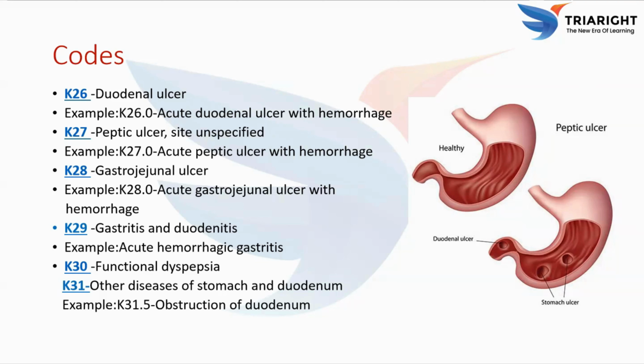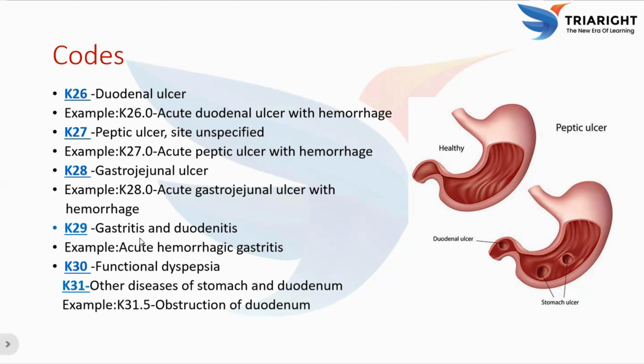Coming to K28, it denotes gastrojejunal ulcer. So what do you mean by gastrojejunal ulcer? Gastro means stomach and jejunal means jejunum, the second part of the small intestine, right? It occurs at the junction between the stomach and jejunum, often as a post-surgical complication, meaning after gastric bypass or ulcer surgery. What are the examples? K28.0, acute gastrojejunal ulcer with hemorrhage. Whenever this condition is diagnosed, give K28.0.